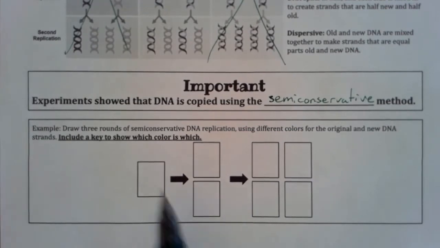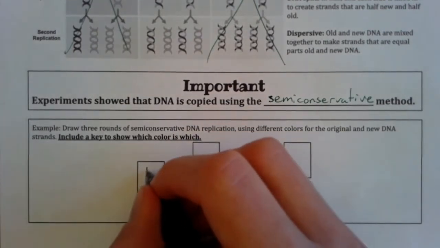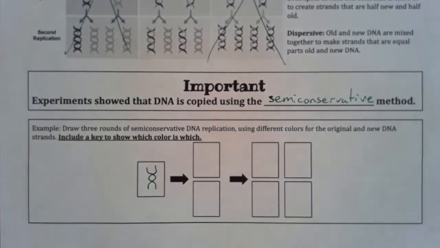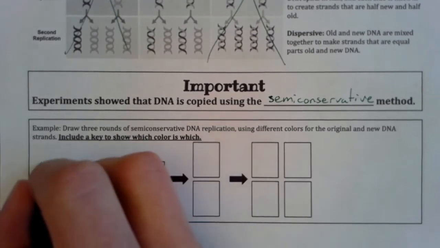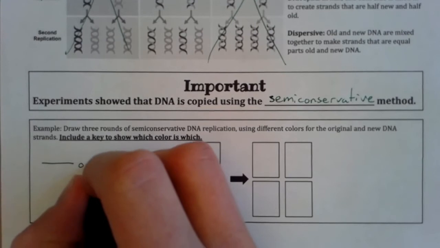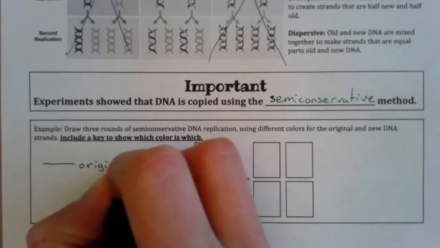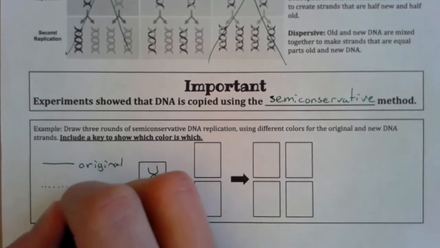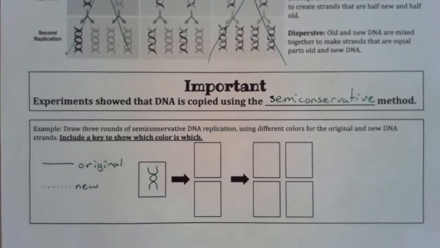Okay, here's what it looks like. If we start with a piece of DNA like this, we'll make a little key over here. My solid lines are going to be original DNA, and then I will do dotted lines for new DNA.